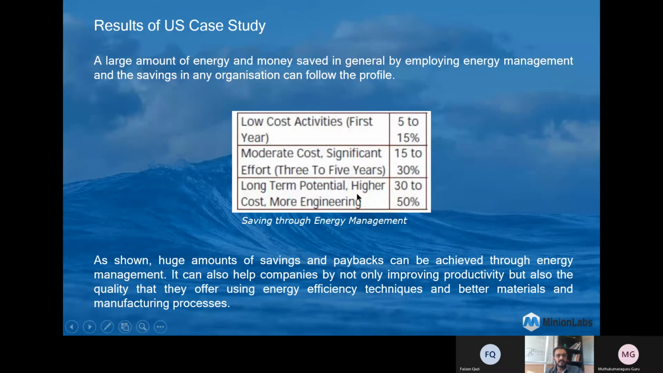So these are some of the results of the case study. A large amount of energy and money is saved by employing energy management and savings in organizations. Low cost activities save 5 to 15%. Moderate cost, that is significant effort, saves 15 to 30%, and long term potential is 30 to 50%. These are all the results from saving electricity through energy management.